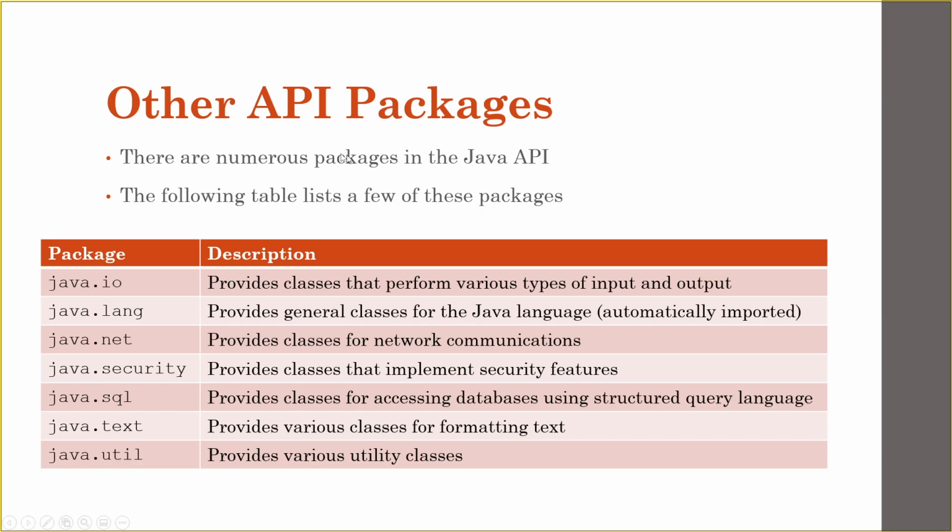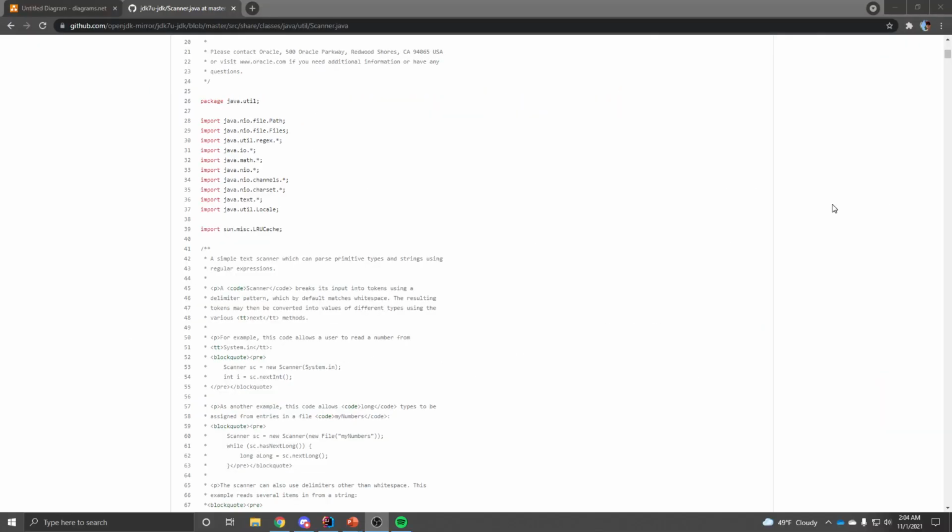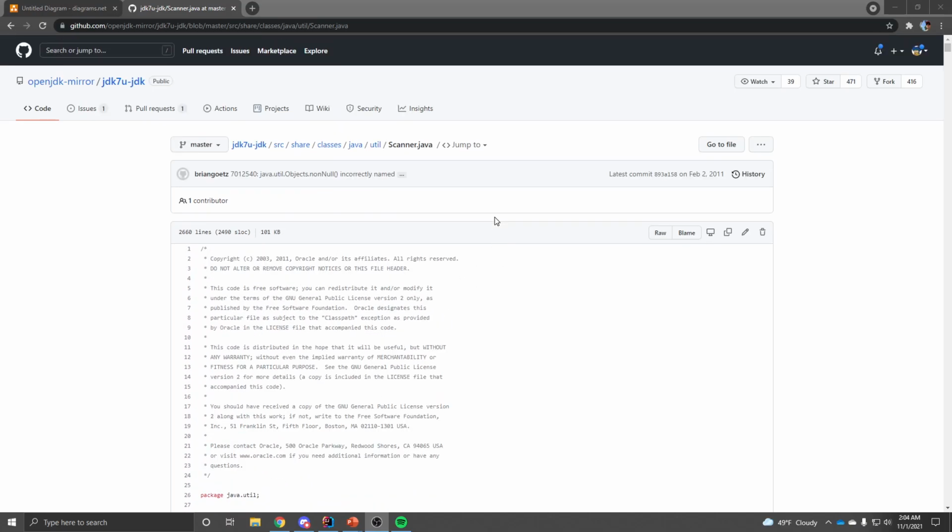Some other Java API packages that are kind of useful. Java.io lets us perform input and output with files, like text files. Java.lang we just discussed. Net is like network communications. Security, java.sql, java.text, java.util. We've seen java.util provides various utility classes, right?